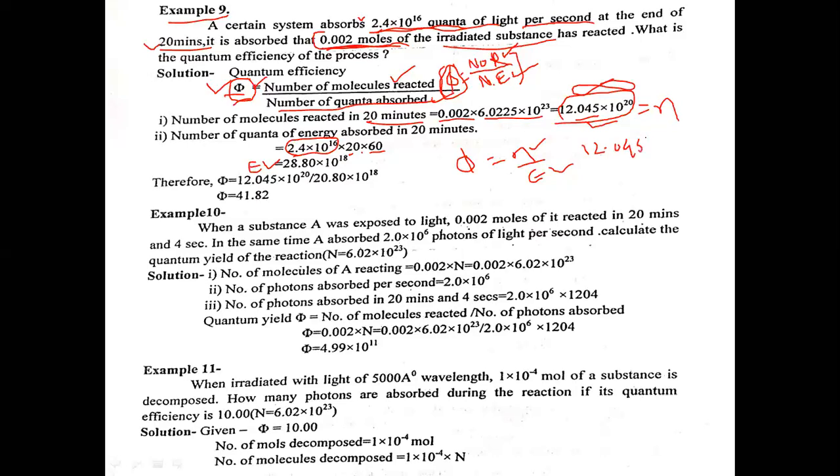12.045 into 10⁻20. Okay, upon काय येईल, E एनर्जी किती आहे, 28.80 into 10⁻18. ओके, हे असं आहे. मग याला सॉल्व्ह केल्यानंतर तुम्हाला ही व्हॅल्यू मिळेल, दॅट इज टू बी द क्वांटम यील्ड और एफिशियन्सी ऑफ द रिएक्शन और प्रोसेस. लक्षात येत आहे.